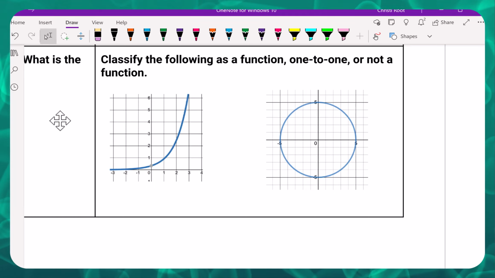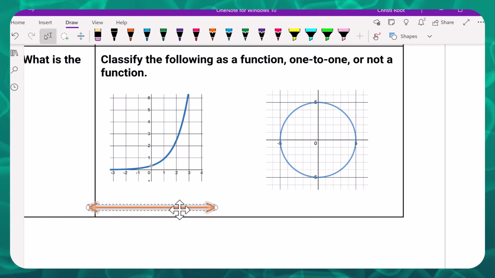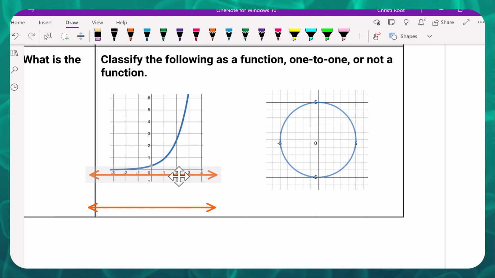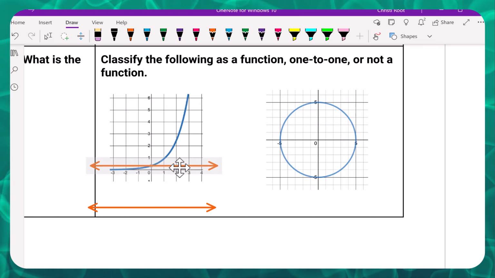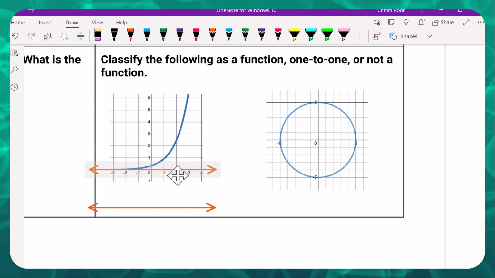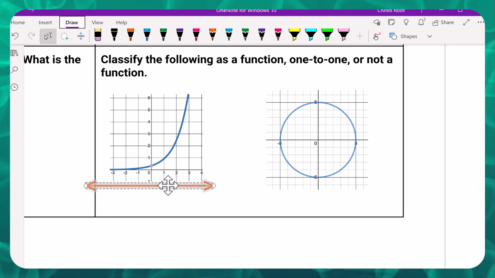Now I'm going to delete this, and then I'm going to check to see if it's one-to-one. I'm going to create another line, but this time it's going to be horizontal. And I'm going to grab that, and all right, now it looks like it's going to hit. It doesn't, because it's asymptotic. What it does is it gets closer to the x-axis, but it never actually repeats the same point. So this is good. It's going to pass the whole time. So the first one is definitely going to be one-to-one, but the second one is not a function at all.